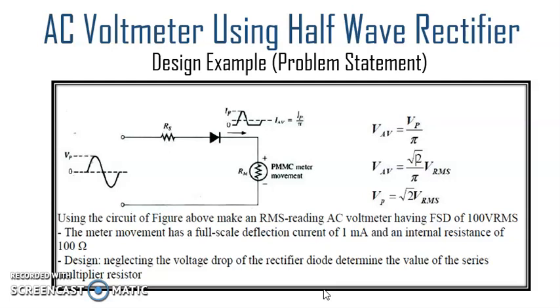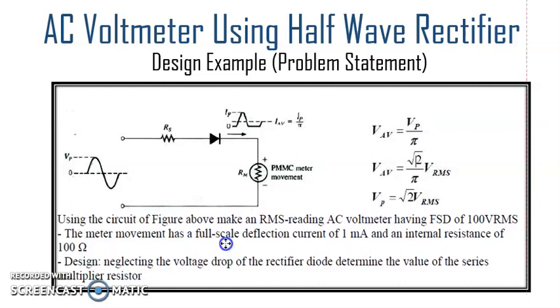So our design example has been given in order to understand the design and construction of an AC voltmeter using half wave rectifier. This particular example says that we are required to design the AC voltmeter using half wave rectifier for the voltage equal to 100 volt RMS. We are also given that the PMMC has IFSD equal to 1 milliampere and it has internal resistance of 100 ohms.